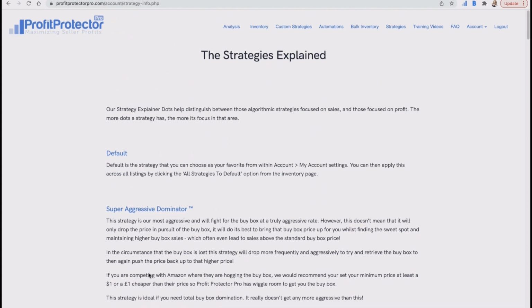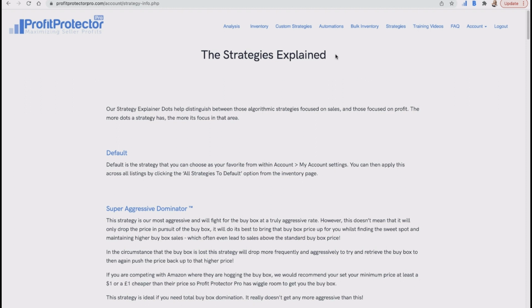Now, there's a lot of other things in Profit Protector Pro, as you can see here. I'm not going to go through them all today, because it's just to give you an overview of how Profit Protector Pro works. So if your boss uses Profit Protector Pro, then you need to go into the training videos and go into it all in a lot more depth and learn all about exactly how Profit Protector Pro works.